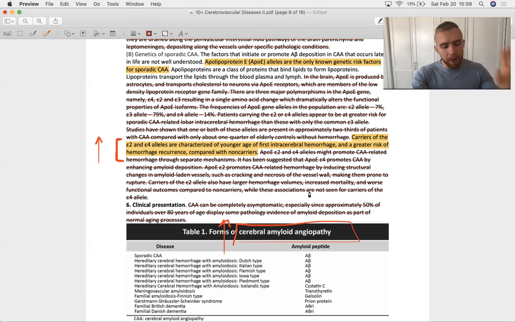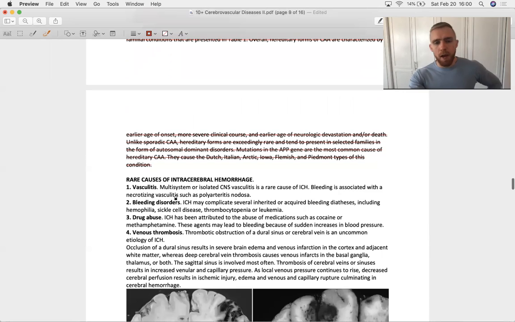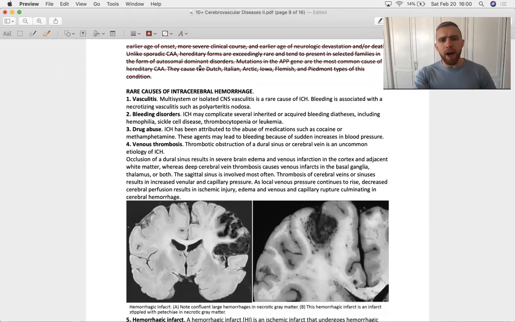But again, make a little note of that, set that apart right now. ApoE epsilon 2 allele is protective against Alzheimer's. It lowers your risk of getting Alzheimer's, although it raises your risk of getting this amyloid angiopathy. And that's straight up, I think, all you have to know about amyloidosis for the brain at this point in time. Rare causes of intracerebral hemorrhage.